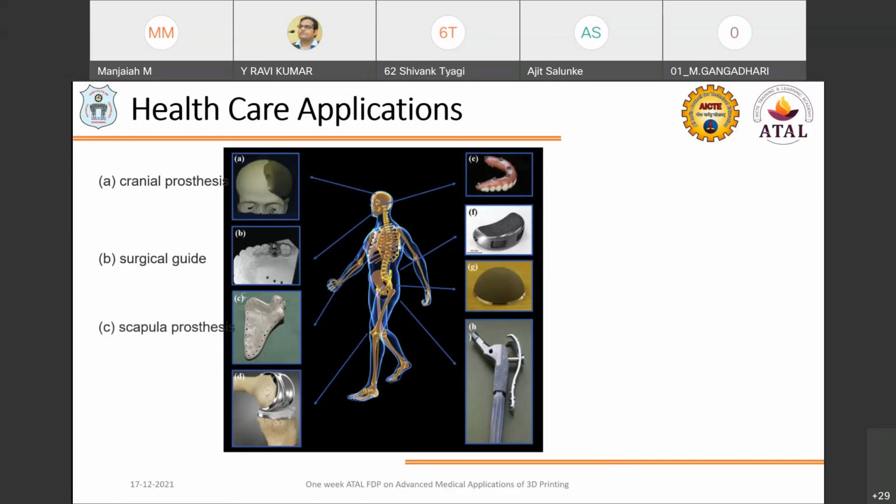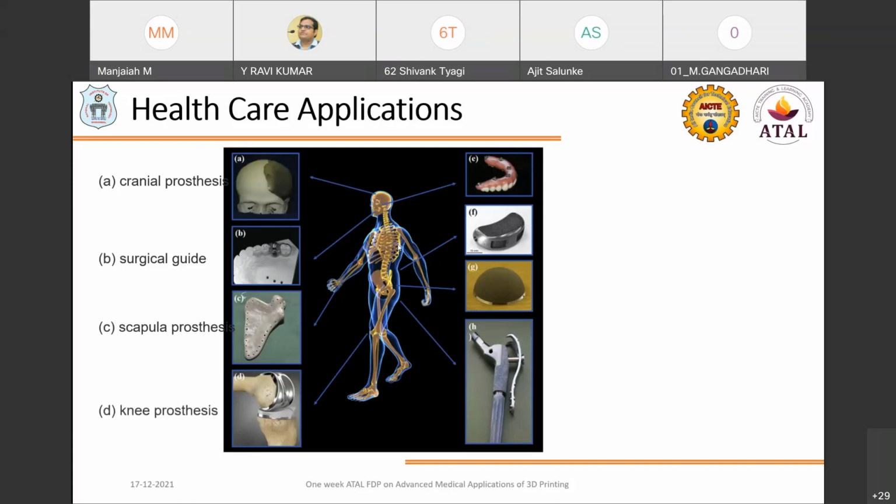And as well as the scapular processes, where patients have problems with the hand, ribs and chest broken because of accidents. Scapular implants can be made with this metal 3D printing, using metals like chromium, cobalt or titanium alloys.